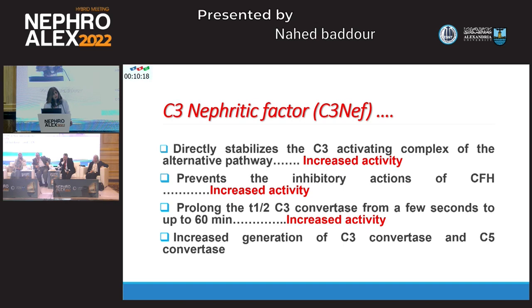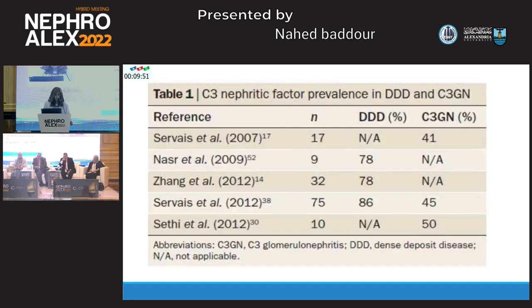Let's talk about the C3 nephritic factor. The C3 nephritic factor is an autoantibody against C3 convertase. So it directly stabilizes this C3 activating complex of the alternative complement pathway and prevents the inhibitory action of complement factor H, and prolongs the half-life of C3 convertase from a few seconds to up to 60 minutes, and increases the generation of C3 and C5 convertase.